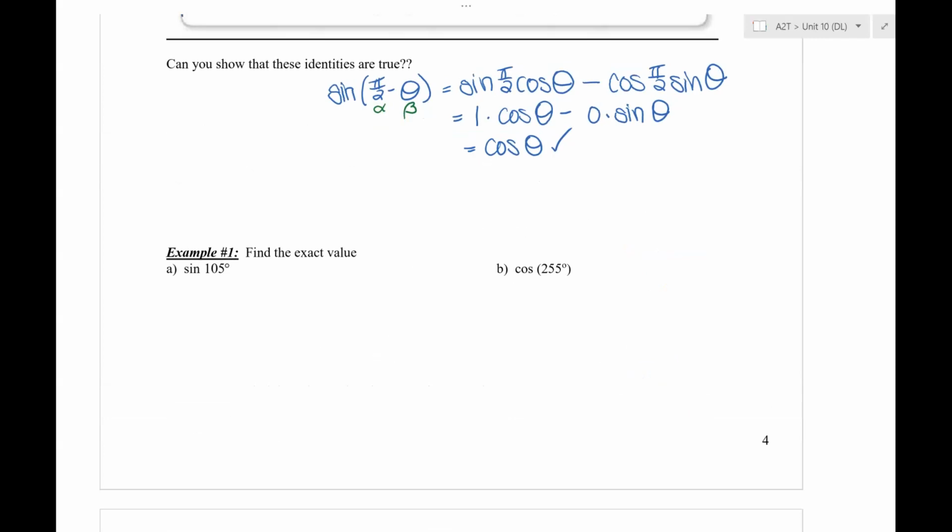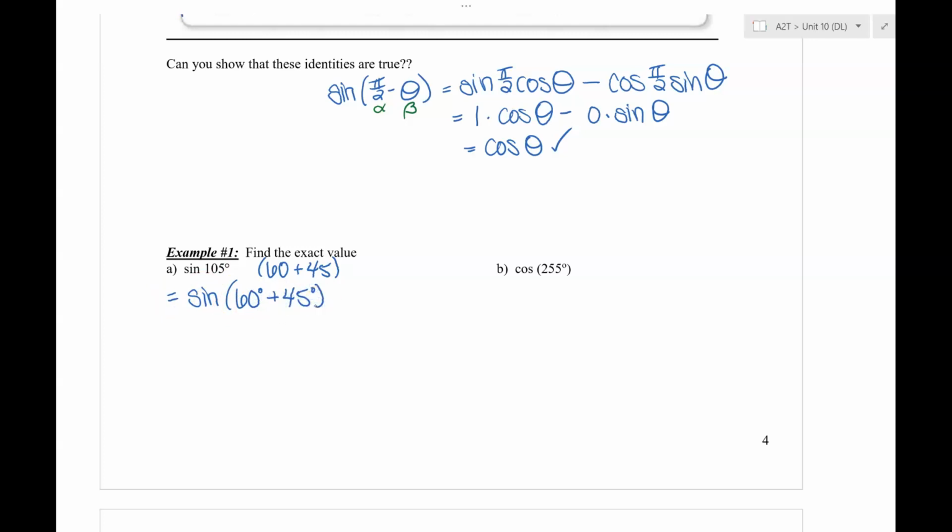All right. So find the exact value. Ladies and gentlemen, when it says exact value, if you grab your calculator right away, you are wrong because that is not exact. That is approximated. So we need to think to ourselves, okay, what can add or subtract to 105? And right away, I'm thinking 60 plus 45. It is possible you might pick a different angle measure. That is okay. But I'm going to use the sum formula to say that this is the same as the sine of 60 plus 45 degrees.